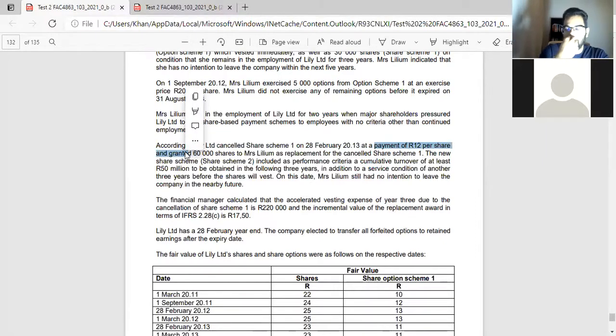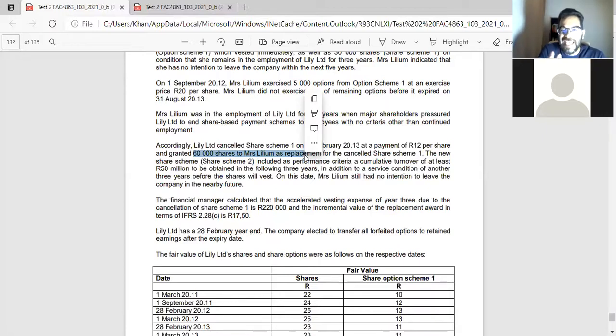So they are saying 12 Rand times 30,000 shares, credit bank 12 Rand times 30,000 shares, and we're going to have to debit an expense. Okay. Then they also granted her 60,000 shares. So now remember, this is a replacement. So they granted her 60,000 shares. So now we're going to apply the 60,000 shares from this new date. The new date, 28 February 2013.